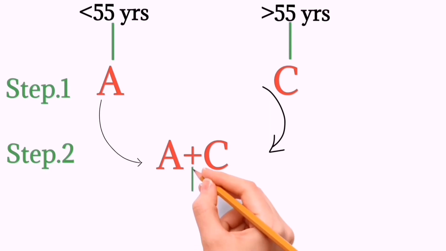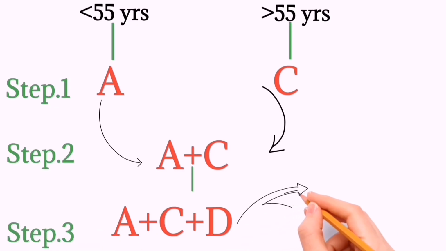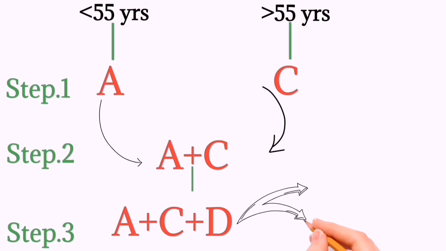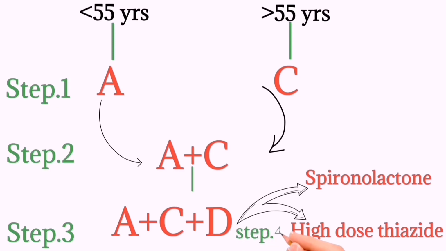If BP is still not controlled, then add D, that is thiazide diuretics. So A plus C plus D, that is ACE inhibitor plus calcium channel blocker plus thiazide diuretics. This is step 3 in hypertension management. If BP is still not controlled and potassium level is equal or less than 4.5 millimole, then add spironolactone. If potassium level is greater than 4.5 millimole, then add a high dose thiazide diuretic. This is step 4 of hypertension management. So it's all about the treatment chart of hypertension.